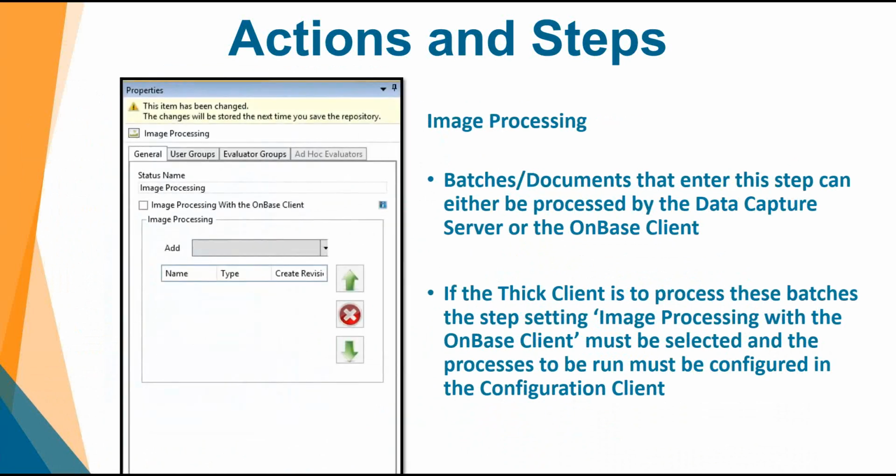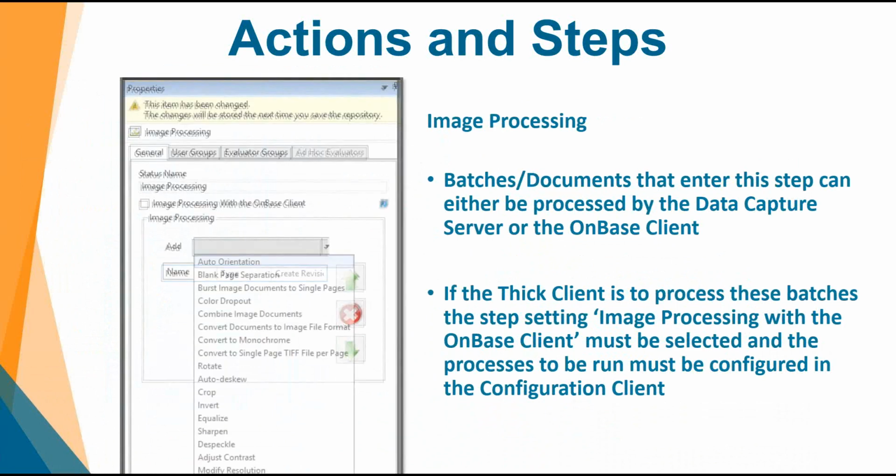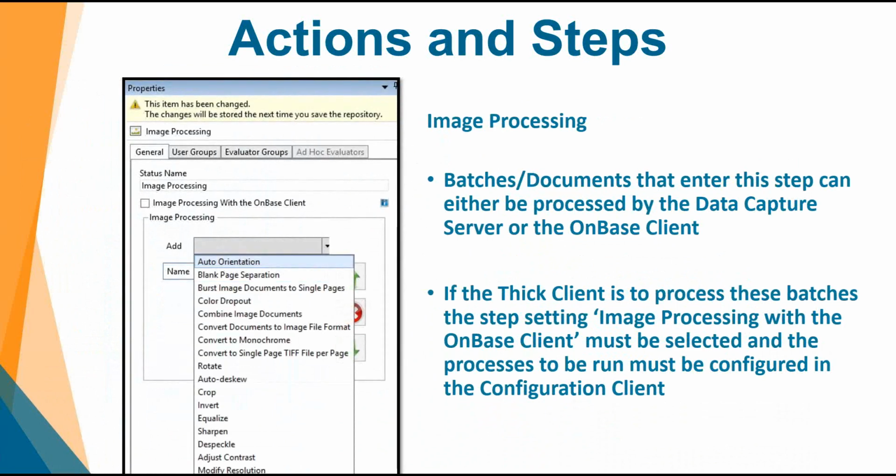So image processing. We have the option to have these images be processed by the data capture server or the OnBase client via this checkbox. By expanding out this dropdown, you can select all of the image processing options that would normally be selected via the image processing tab of the scan queue process options within OnBase configuration, but they will be executed on the data capture server. So all of the same options are available to be run from the data capture server except for three. And those would be convert document to image file format, combine image documents, and execute VB script.